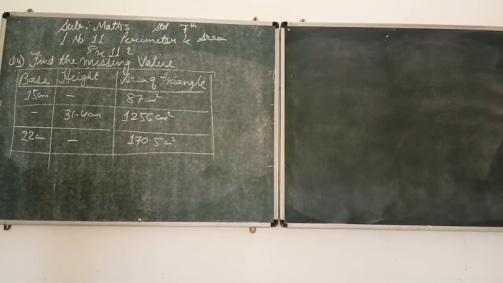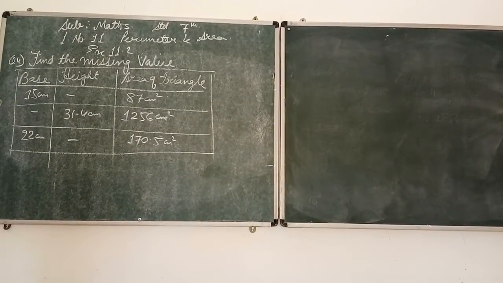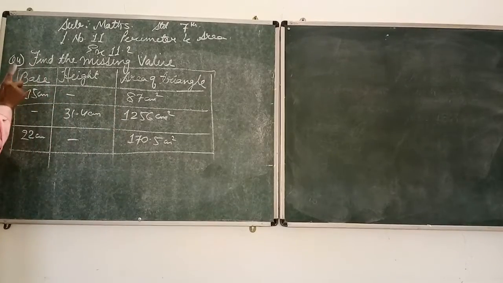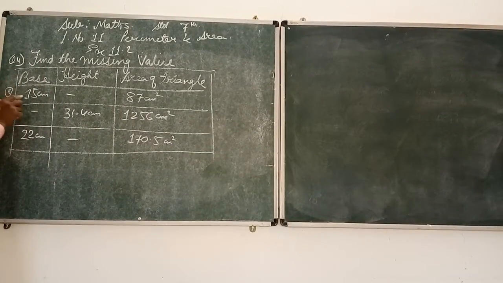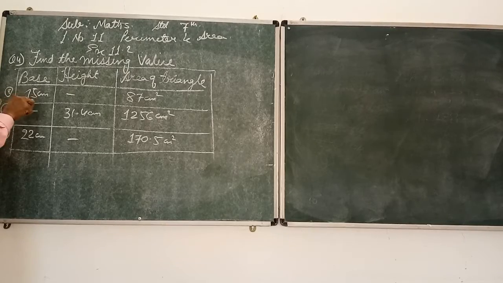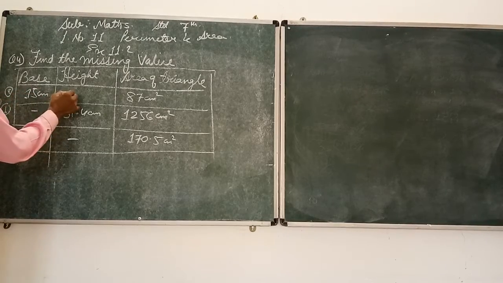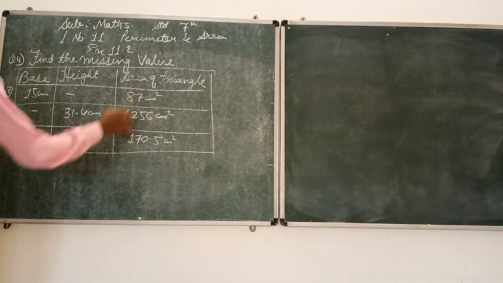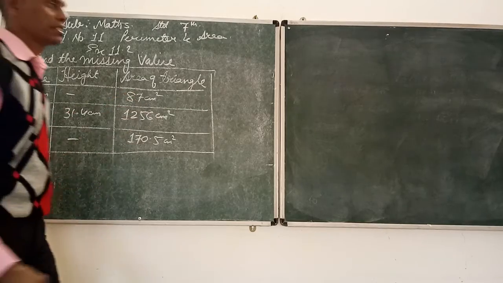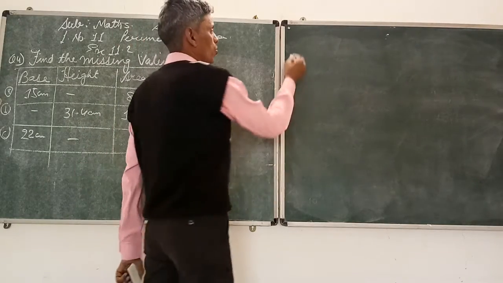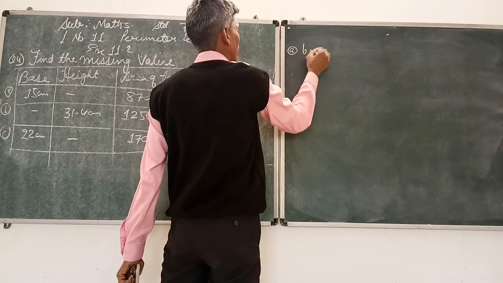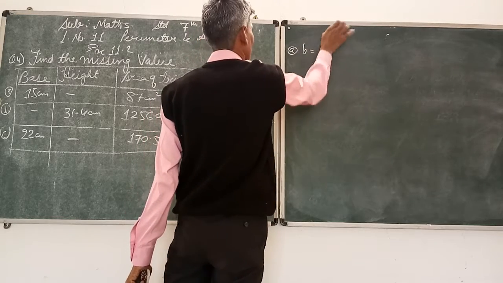Now question number 4. Here base is here. We have to find the missing value here. First one. Okay, this A1. Here we have given serial number A, B and C. A1 base is given 15 cm. Height is not given, that we have to find. Area of triangle A is given 87 cm square. So we have to write base is given 15 cm.